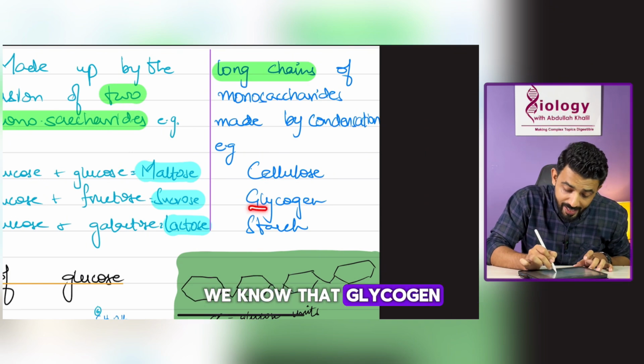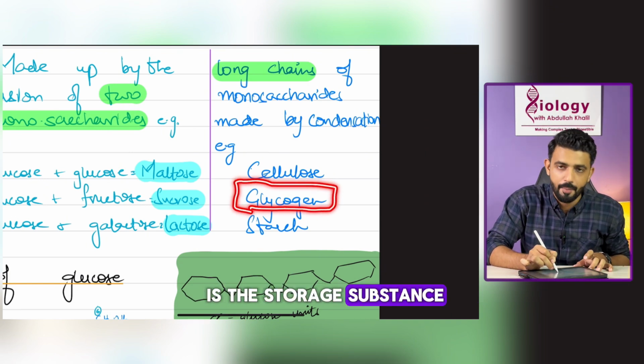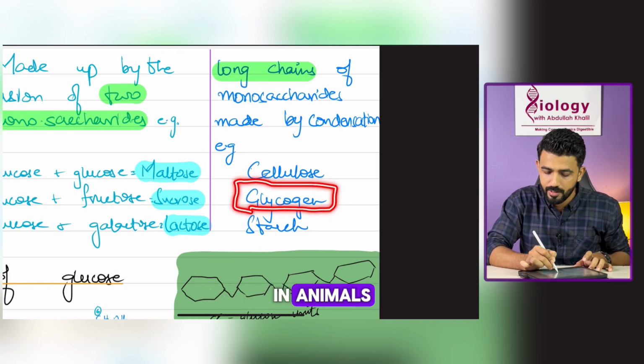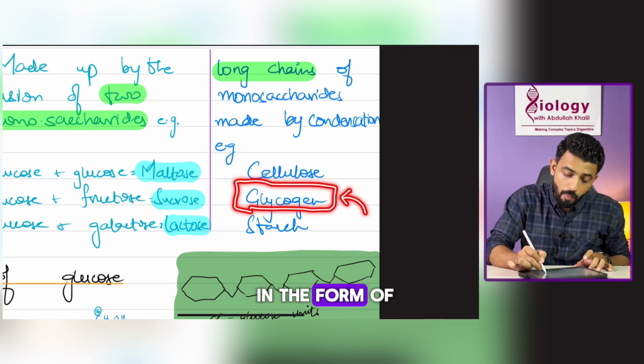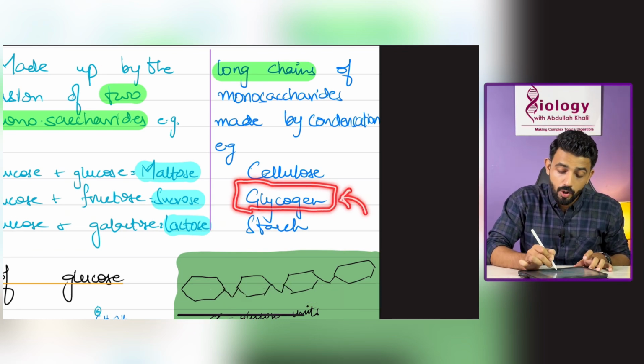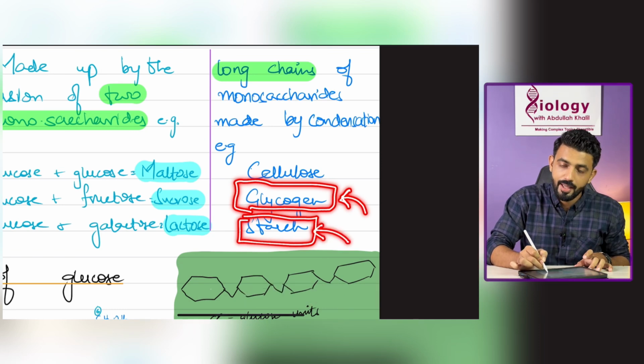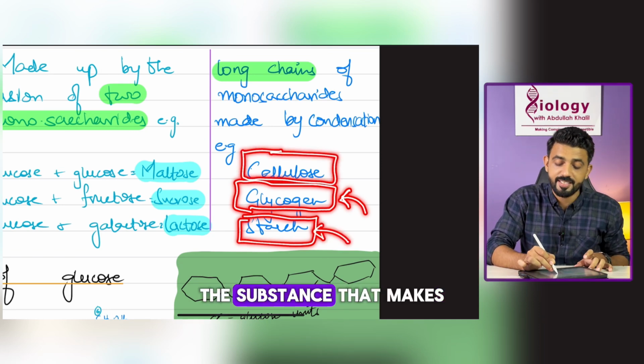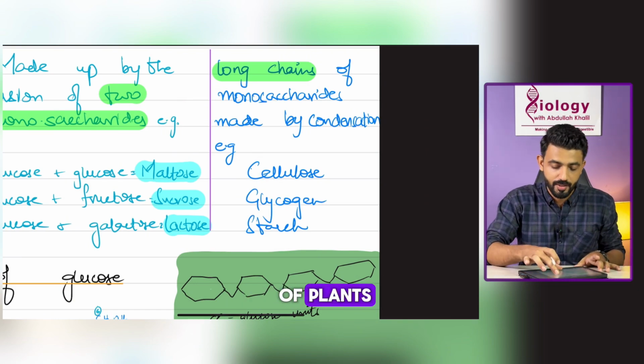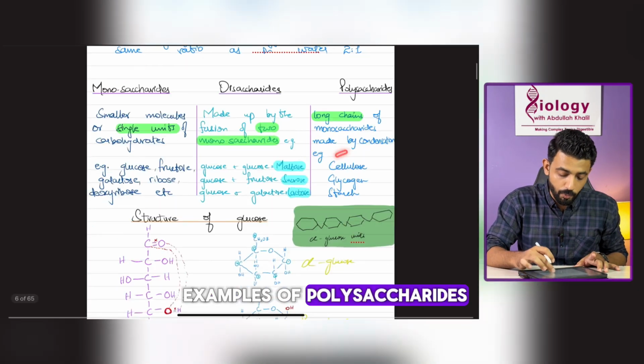We know that glycogen is the storage substance in animals. Glucose is stored in the form of glycogen in animals. Glucose is stored in the form of starch in plants. And cellulose is the substance that makes up the cell wall of plants. So these three are the examples of polysaccharides.